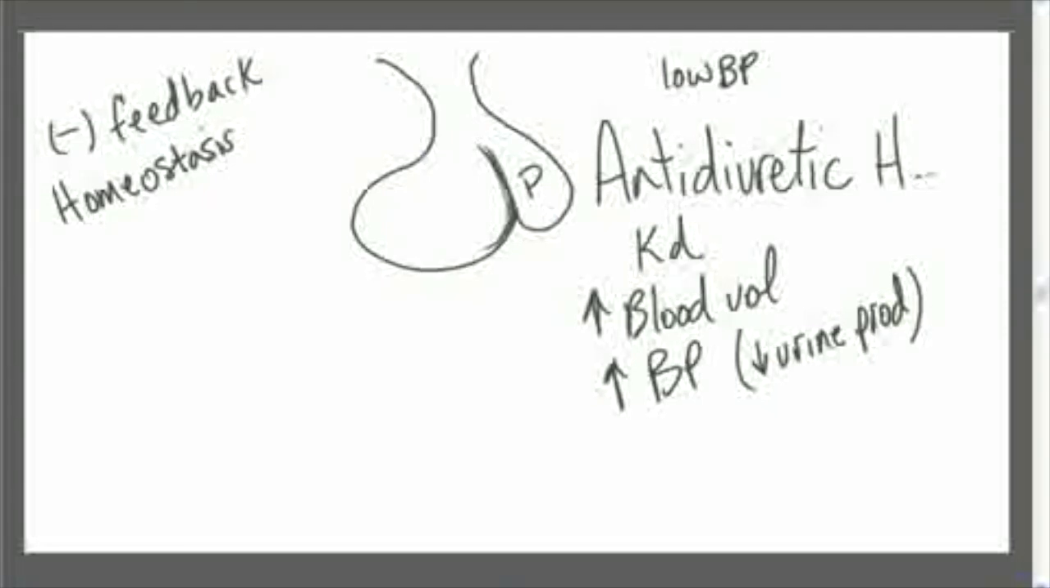Now, usually I don't write low blood pressure like that. How do you think I usually write it? Like that. Low blood pressure stimulates the release of ADH from the PP, the posterior pituitary.